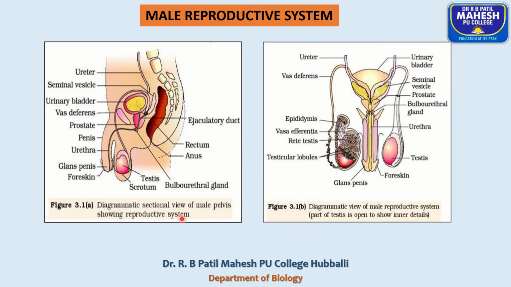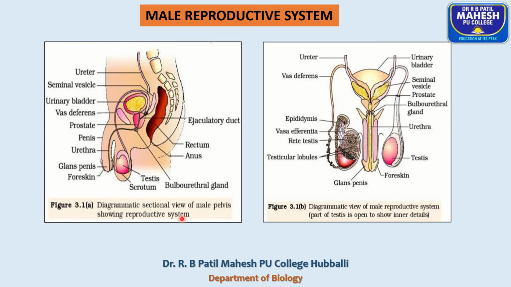In case of male, testes are the male primary sex organs. In the testes, the production of the male gamete takes place, that is sperms, and they are also involved in the secretion of the male sex hormone, testosterone. Whereas in the ovary, the formation of the female gamete takes place by the process called oogenesis, and the female gonad produces two female sex hormones: one is estrogen, the second is progesterone.